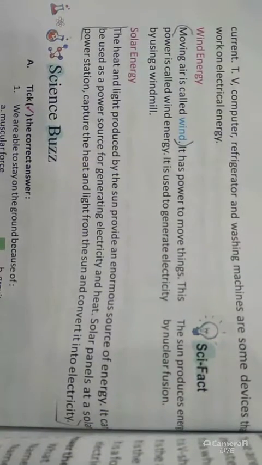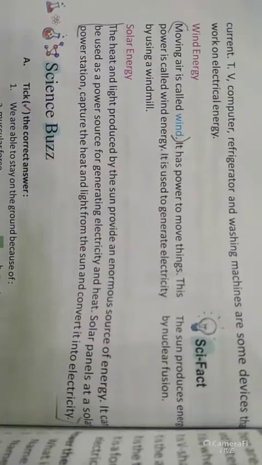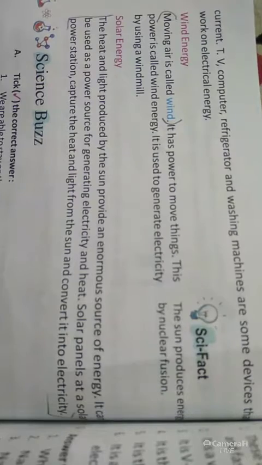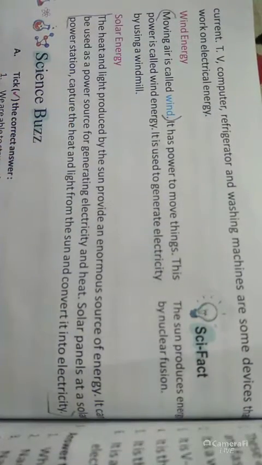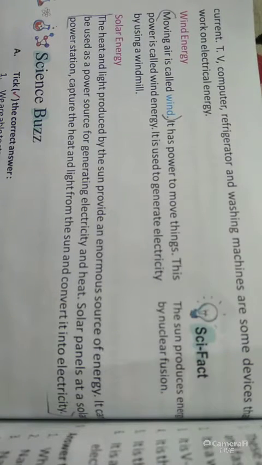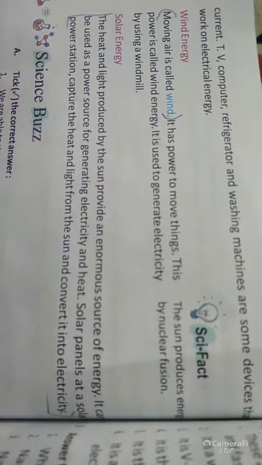So you know what is the use of electricity nowadays. Here only TV, computer, refrigerator, washing machine are written as some devices that work on electrical energy. But nowadays many things use electric energy. You go by train, it is electric. Nowadays electric trains are available. Nowadays electric vans, electric motorcycles, all things we get with electric energy.